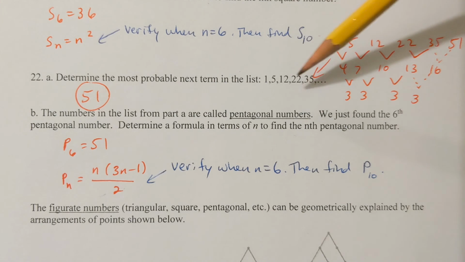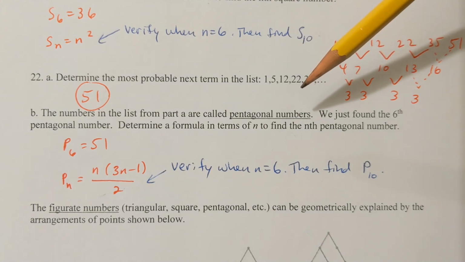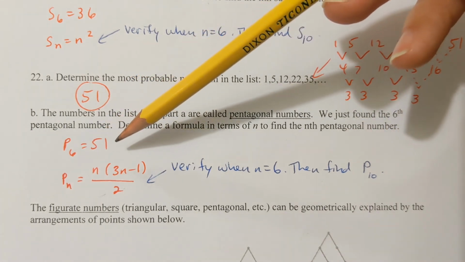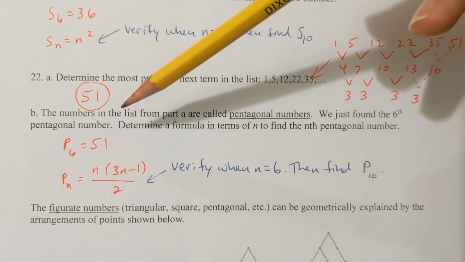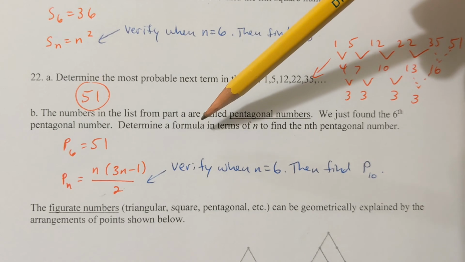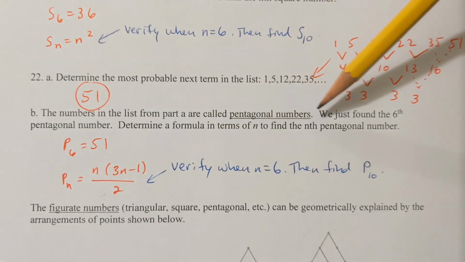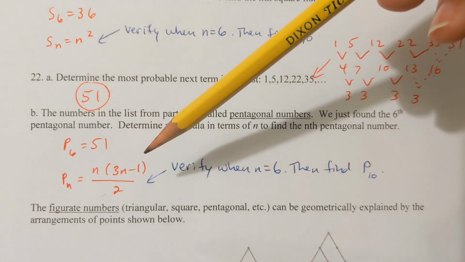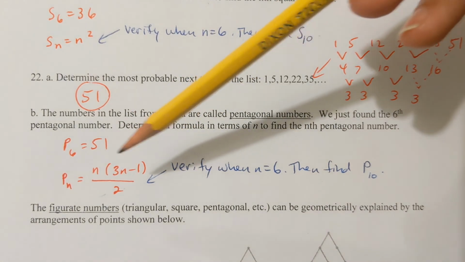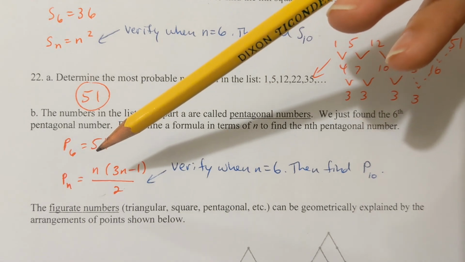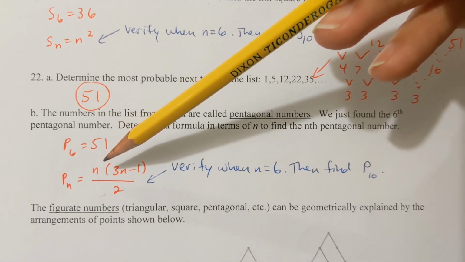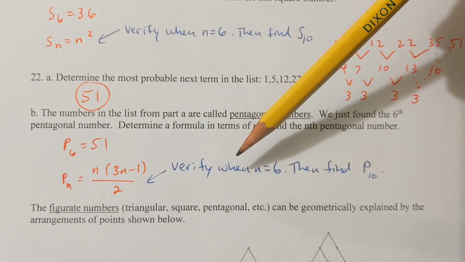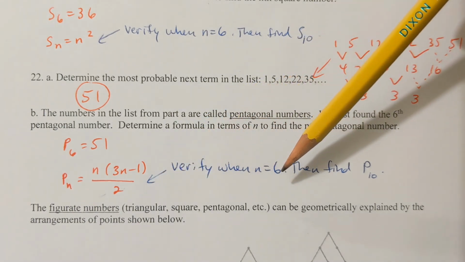That's what this list of numbers are, pentagonal numbers. We just found the 6th one. So p sub 6 equals 51. That represents the 6th pentagonal number. Determine a formula in terms of n to find the nth pentagonal number. This is not a formula that I would expect you to see off the top of your head, so I'm just going to tell it to you. P sub n, you're going to take n times 3n minus 1, divided by 2. Verify this when n is 6.